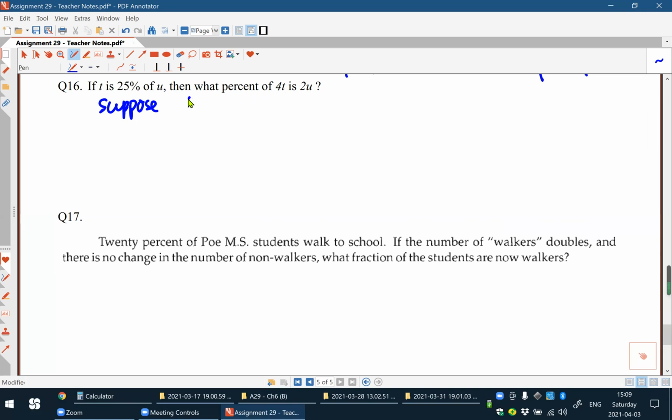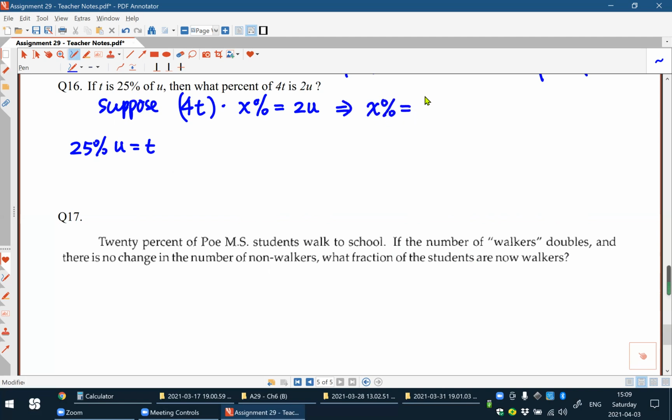Suppose 4T times X percent is 2U. Now we want to know this X percent, right? Okay, so what information is given to us? We know that 25% of U is T, right? Okay, so how can we calculate the X percent here?